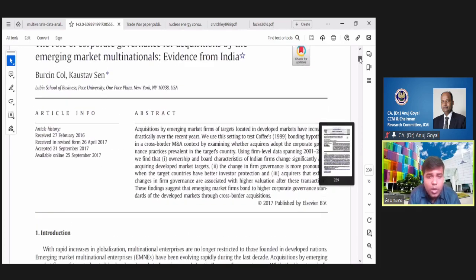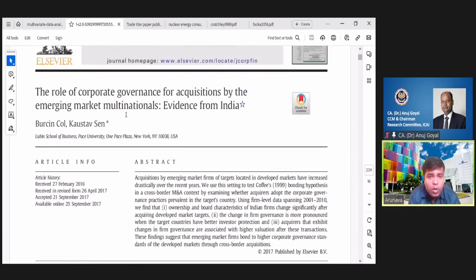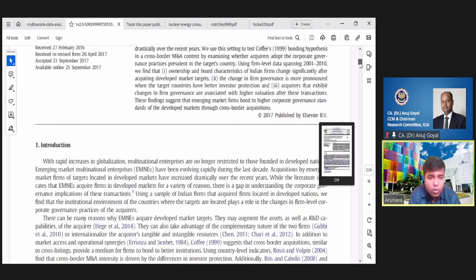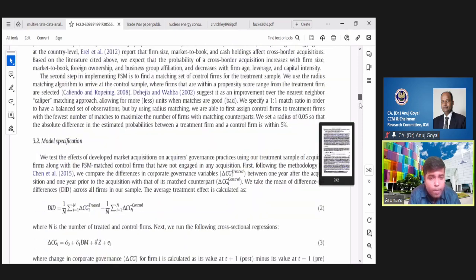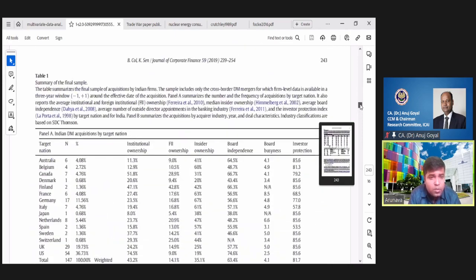This is a research paper, and it talks about the role of corporate governance for acquisitions by emerging market multinationals: evidence from India. You can go ahead, this is a very good paper. You can go and read about this paper. But what I want to focus on here is the analysis part.